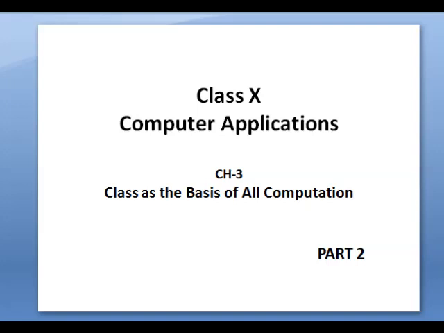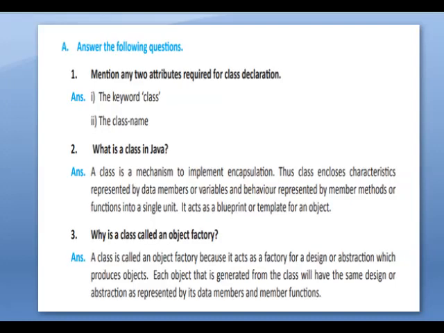Students, in this part, we are going to see the exercise question answers and the programming. So, the first part is: answer the following questions. The first question is, mention any two attributes required for class declaration. The answer is, first one, the keyword class, second one, the class name.